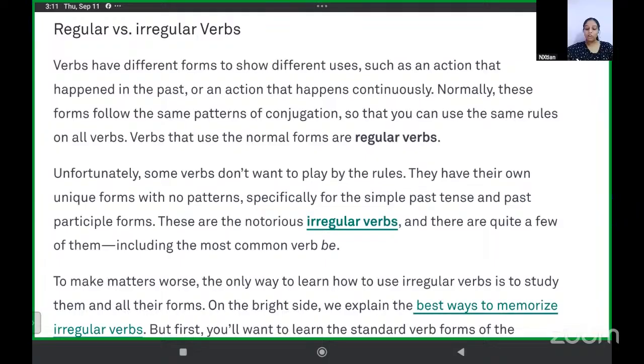They have their own form and they do not follow a pattern, specifically in simple past tense and past participle form. With regular verbs we can put ed on most of them, like play becomes played, walk becomes walked.